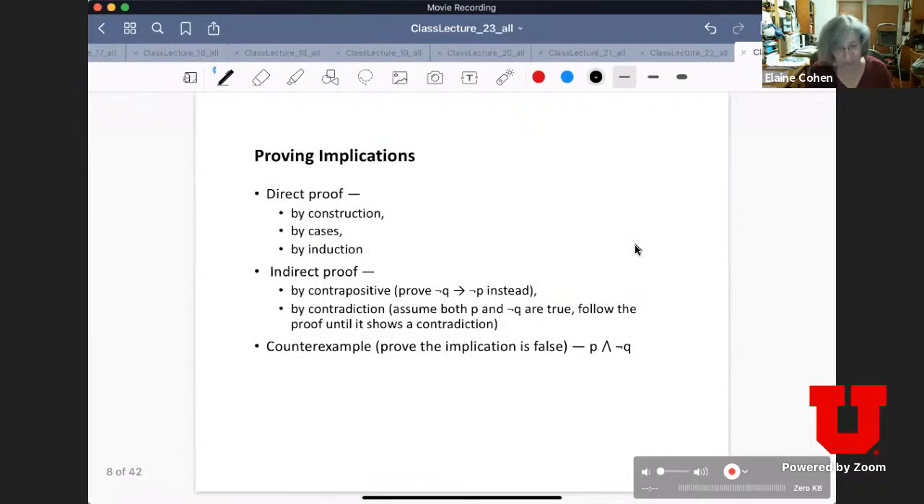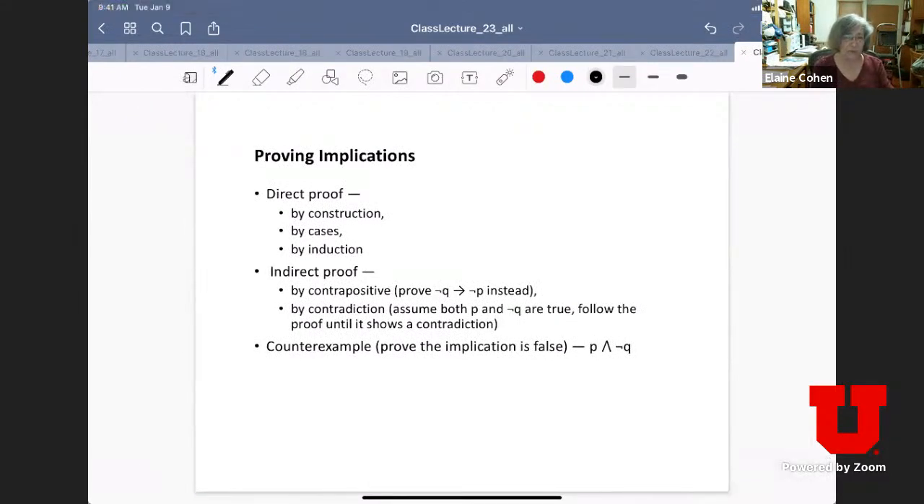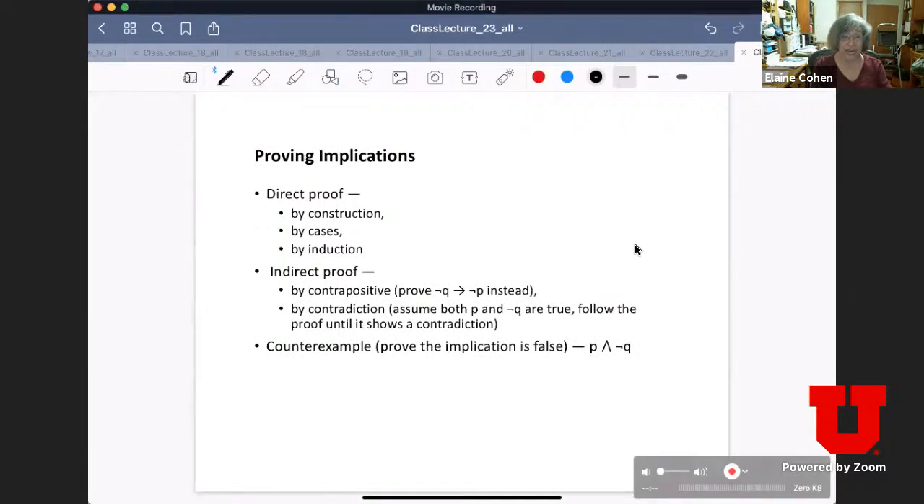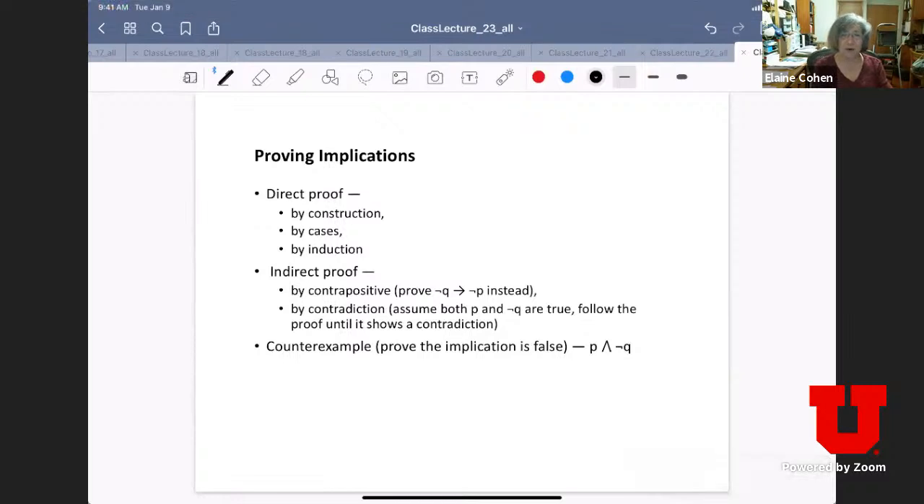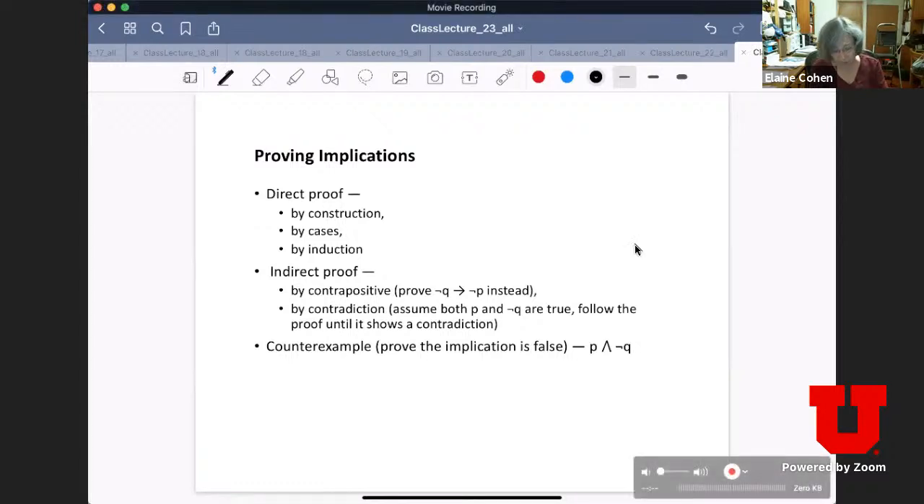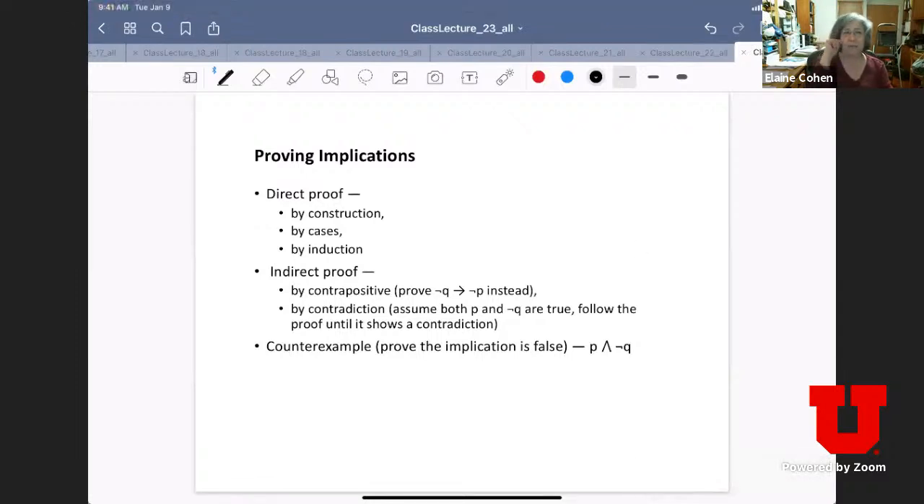Okay. Proving implications. We had direct proofs. That was by construction, where we created it, by cases, by induction. They were all direct proofs. For indirect proofs, we have contrapositive. Remember that saying, if we prove not P implies not Q. Why is the contrapositive equivalent to the original implication? Does anybody remember why?